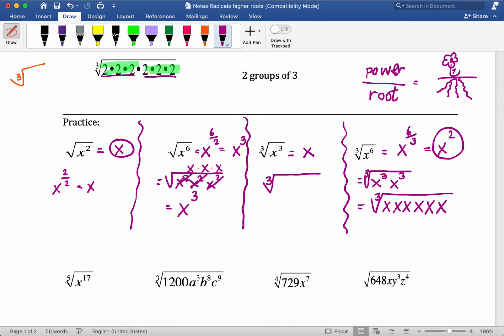Okay, and I'm looking for groups of 3. There's one group of 3. There's a second group of 3. And here's my second power. This would come out as an x. This would come out as an x. So either way, it's going to equal x squared.